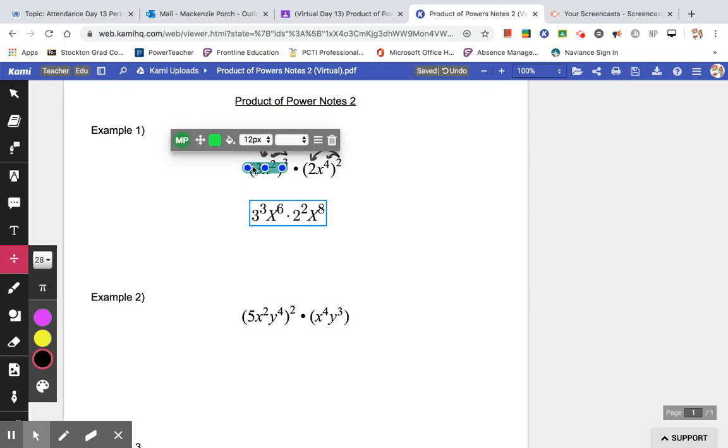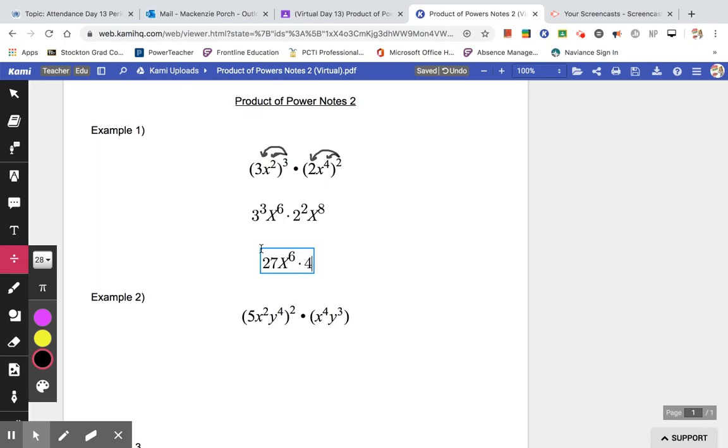Then I can move this out of the way here because we don't really need it anymore. So we just simplified these separately. Now that we're here, we know how to simplify 3 cubed. 3 cubed is 3 times 3 times 3. So that's 27. X to the 6 can stay. 2 squared is actually going to be 2 times 2, which is 4. And then we have x to the 8th.